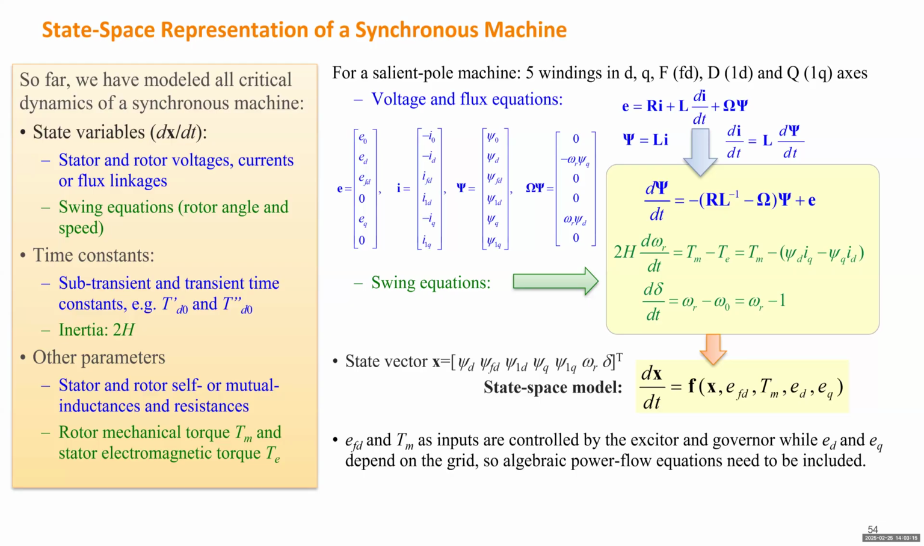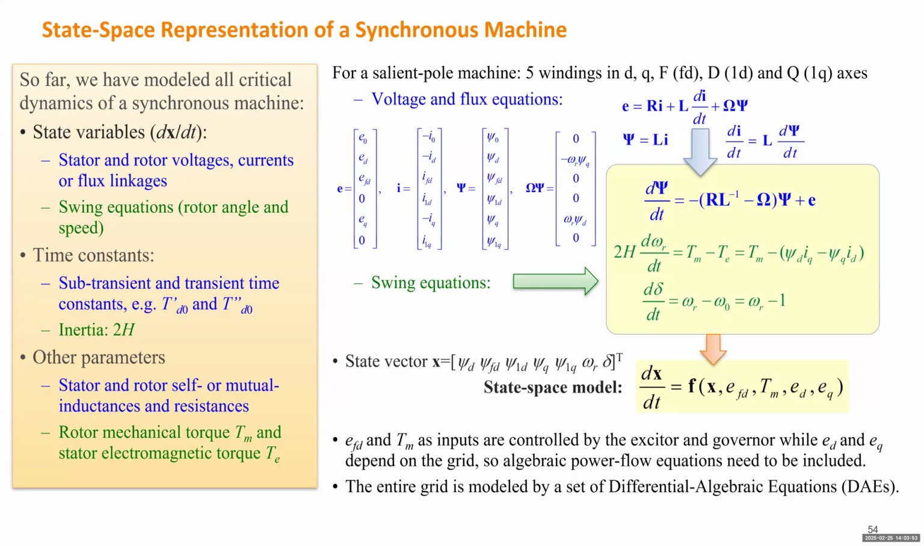So now you see we can treat EFD and Tm as input from the exciter and the governor of the generator, and ED and EQ also as input from the grid. But you can also add the power flow equation, which will tell you how ED and EQ can change. The power flow equation is not a differential equation, it's an algebraic equation. So finally, you are going to have a set of differential algebraic equations. That is usually how a power grid is modeled.